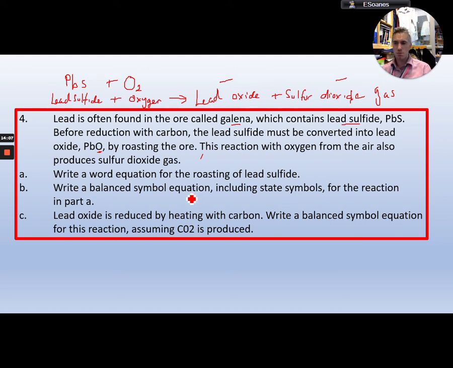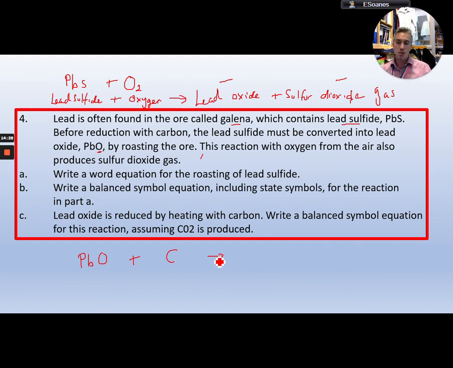Go on. Lead oxide is reduced by heating with carbon. Write a balanced simple equation for this reaction, assuming CO2 is produced. So, PbO plus C. What does it turn into? Can you see if you can balance it? Can you see if you can just write it out? Do it as words first.